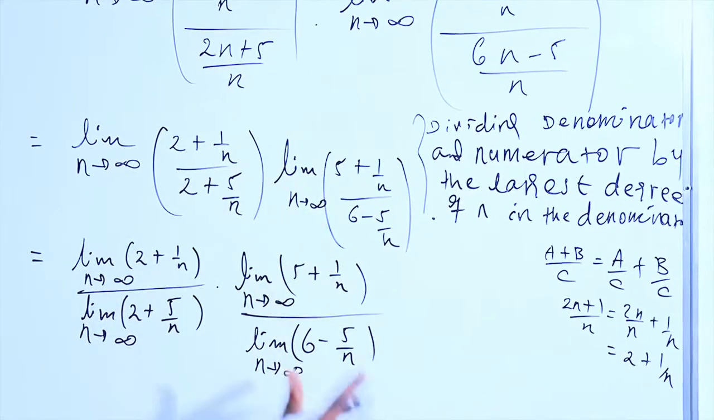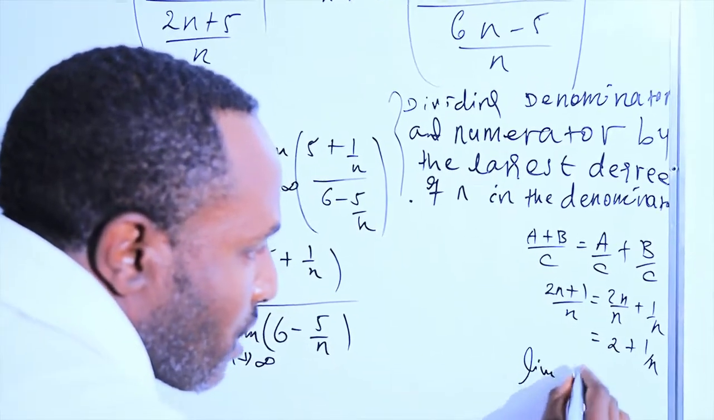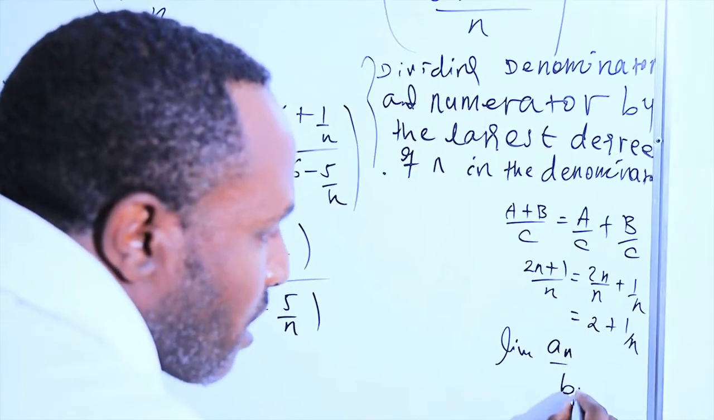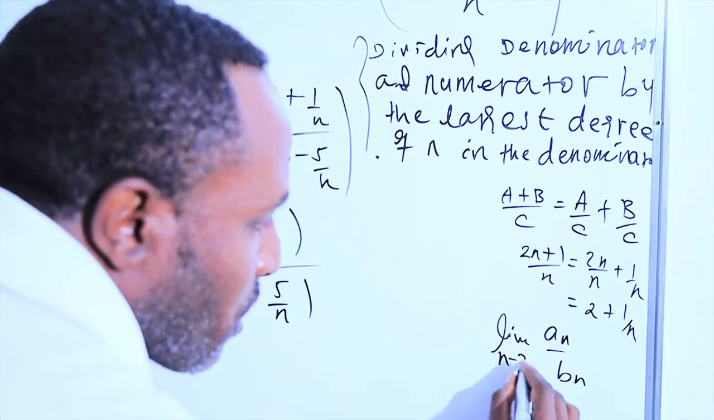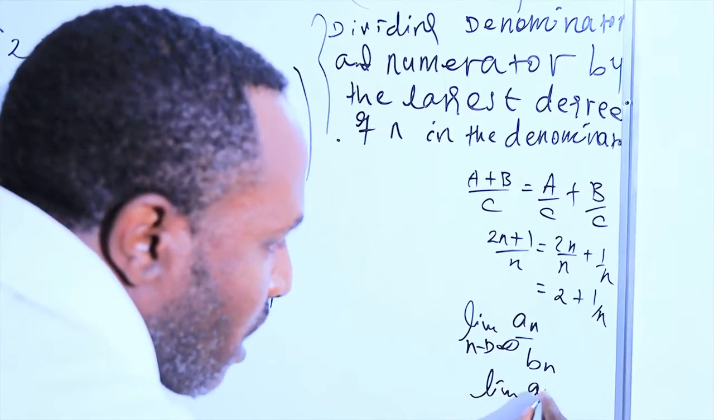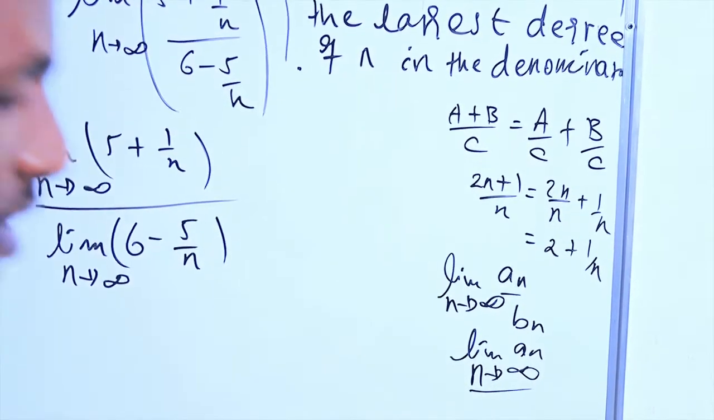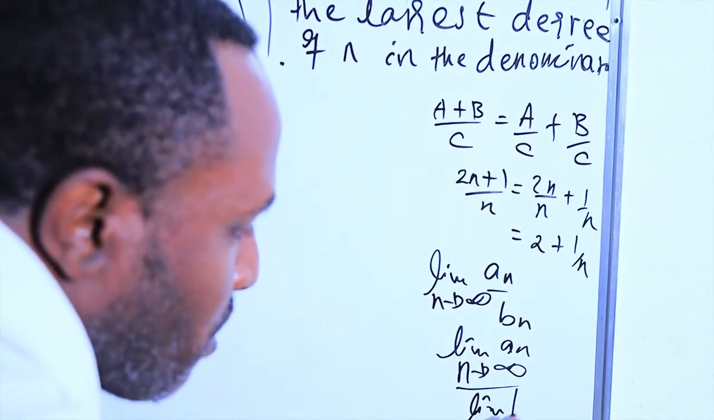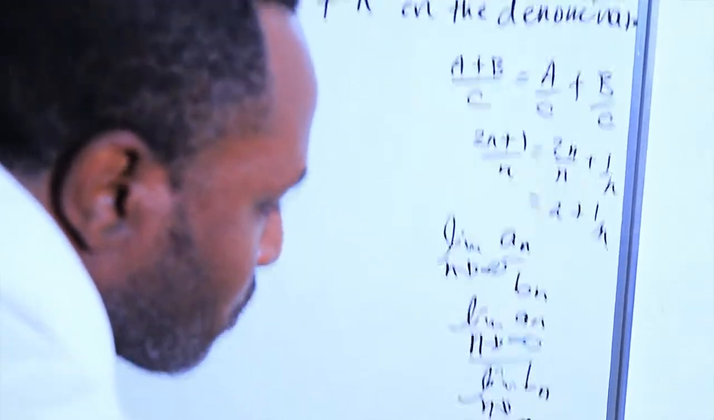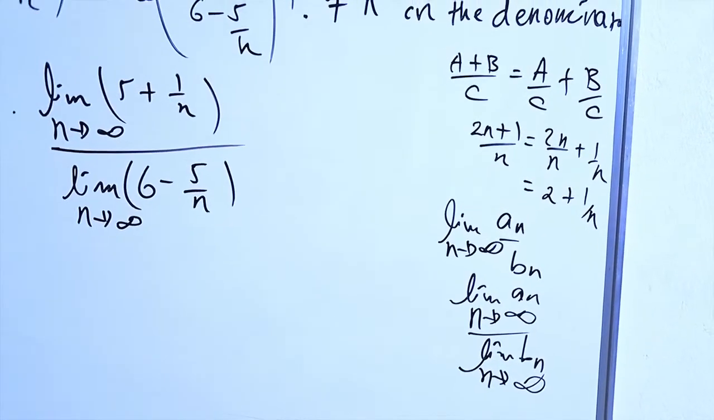Because we have learned previously the limit of the sequence an over bn, when n approaches infinity, means the limit of the sequence an, when the value of n approaches infinity, over the limit of the sequence bn, when n approaches infinity. We have seen this previously. Therefore, we can apply that formula.